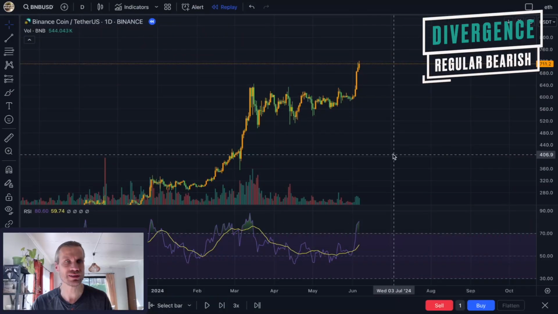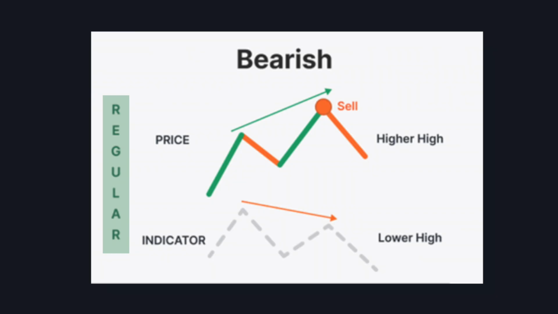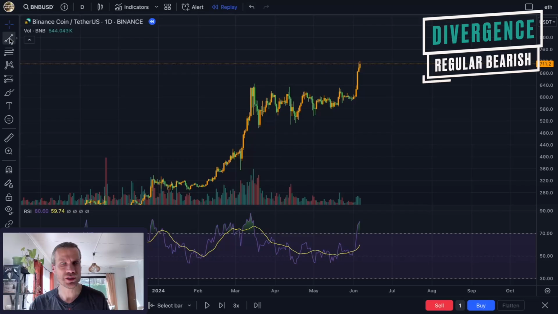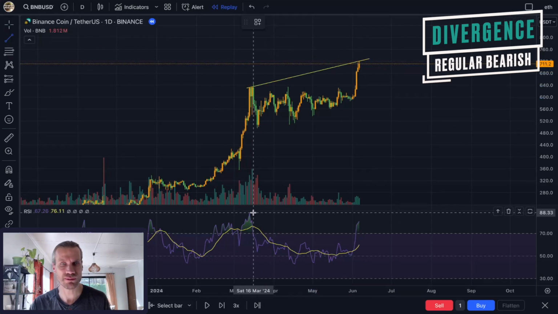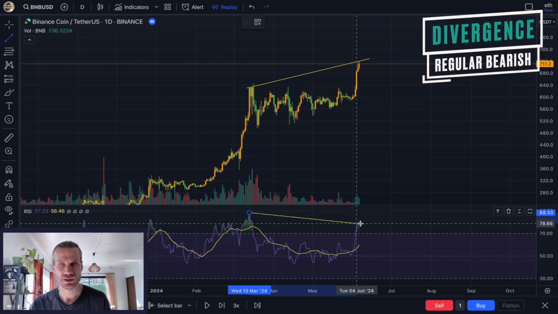Now we're going to see if we can identify some regular bearish divergence. We were looking at bullish divergence with Solana. Now we're going to look at bearish divergence. Okay, so let's see. So we've got a higher high here. Let's just draw a line. Now let's see if the oscillator matches or diverges.